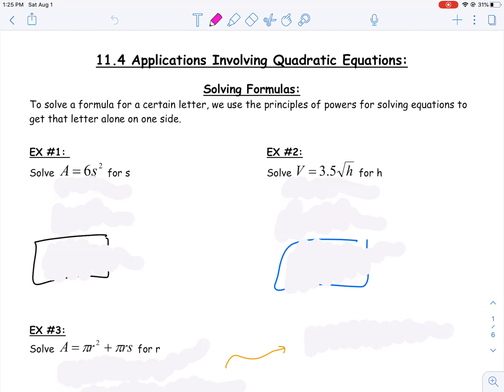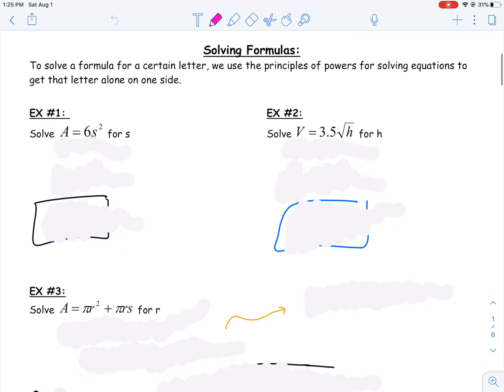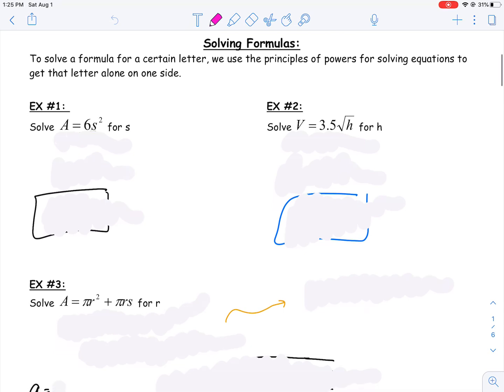Let's first start by solving some formulas. We've done this before when we were solving just regular linear equations. When we were given a formula with a couple of different variables, how could we actually isolate a different variable instead of one that already is isolated for us? Well, look at example number 1 with me.